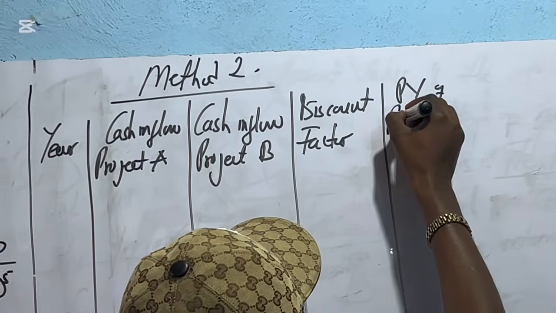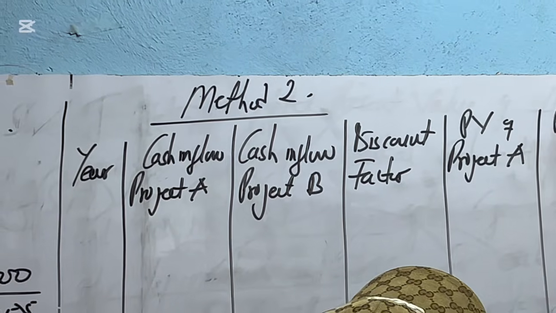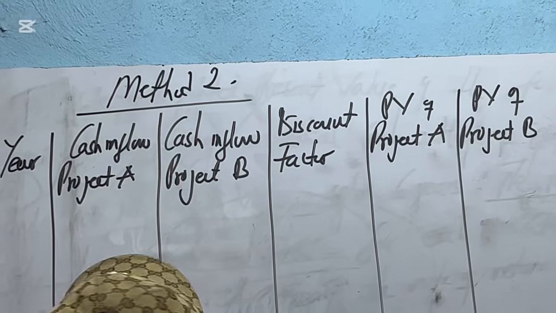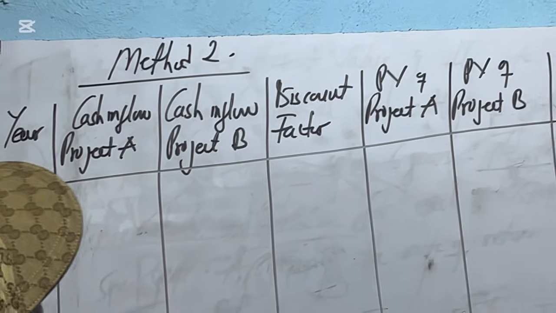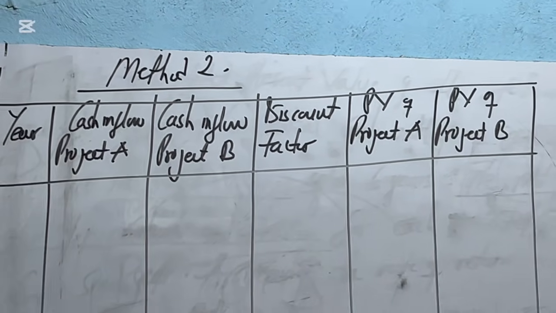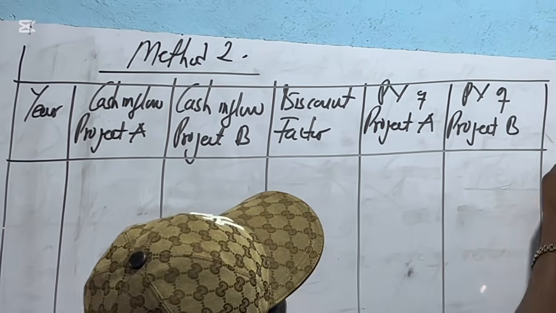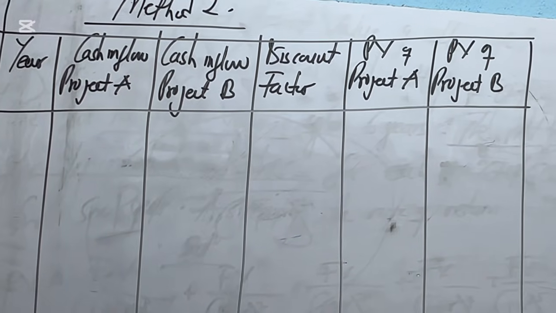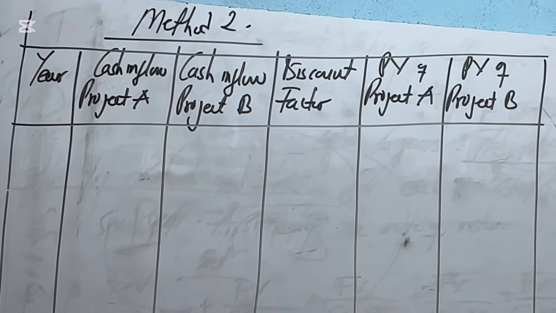of project A. Then we look at the present value of project B. Yes, in that order. Something like this. Then we have our total. You can write a total here, or you can choose to leave it. Either way, you are going to still get your correct answer.